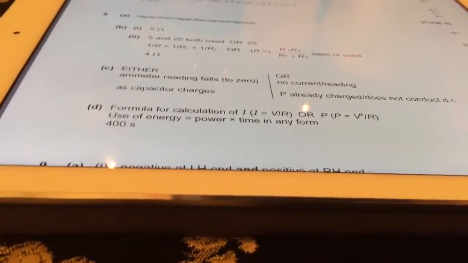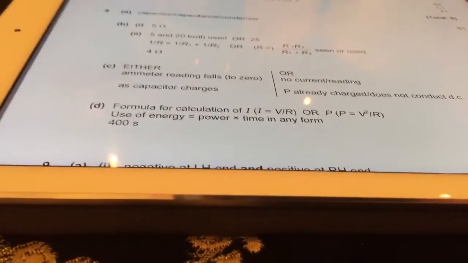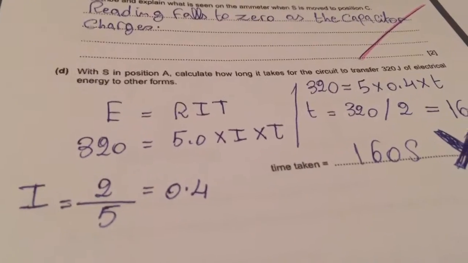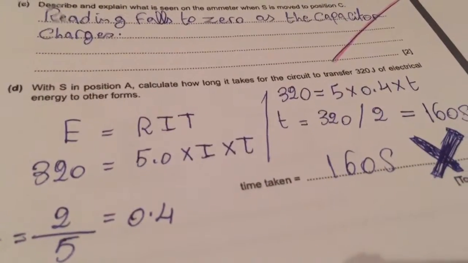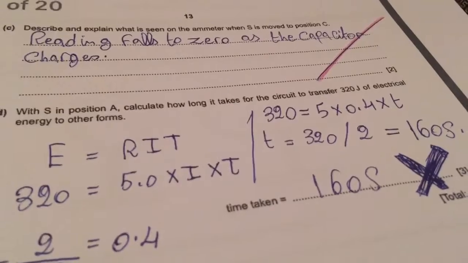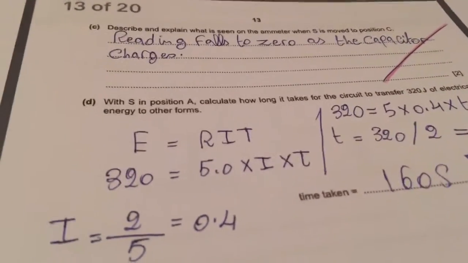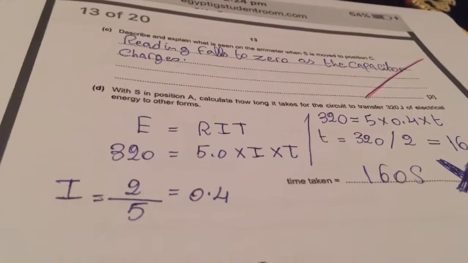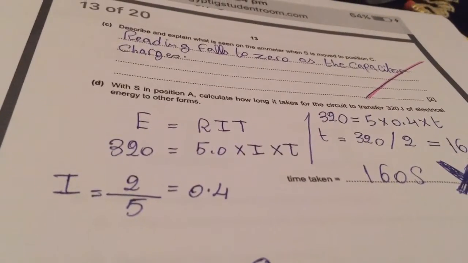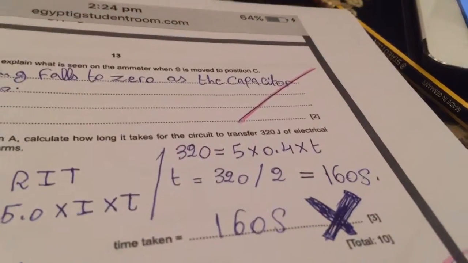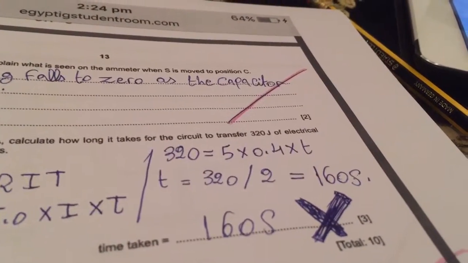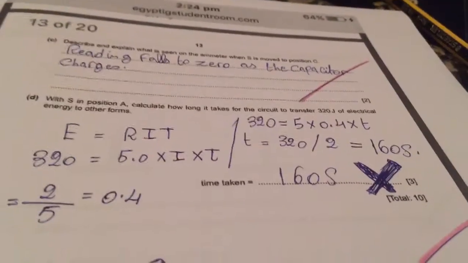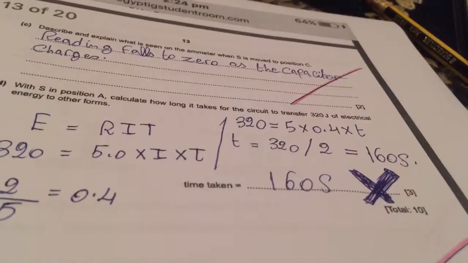D. Now this question is the only question I got wrong in the exam. With S in position A, calculate how long it takes for the circuit to transfer 320 joules of electrical energy to other forms. I said E equals R I T, so 320 equals 5.0 ohms times I times T. I found I equal to 2 over 5, so 320 equals 5 times 0.4 times T, so T equals 320 over 2, which is 160 seconds. I found myself absolutely right, but it turned out to be wrong.